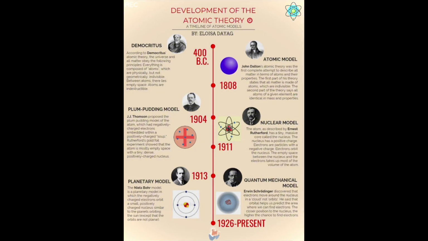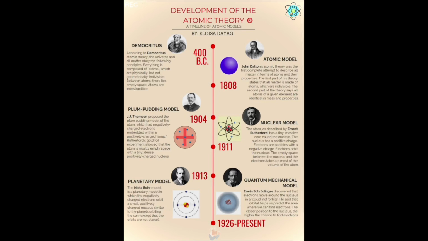So he described the atom as containing a tiny and massive core called the nucleus. Again, relevant to what J.J. Thomson said, a positively charged nucleus. The nuclear model actually explained this much deeper, that the atom in the middle has a positively charged nucleus, and this is a massive core of the atom. The nucleus has a positive charge, just like what J.J. Thomson said. Electrons are particles with a negative charge.